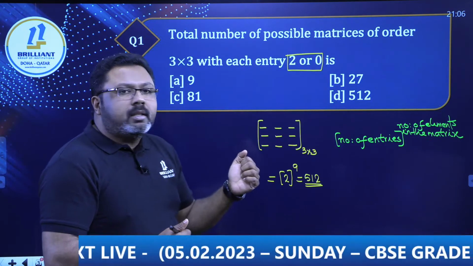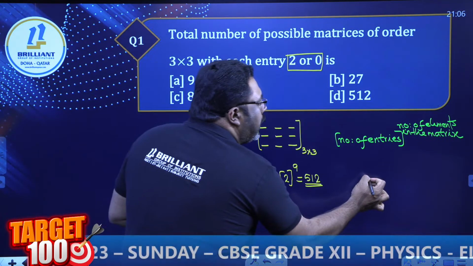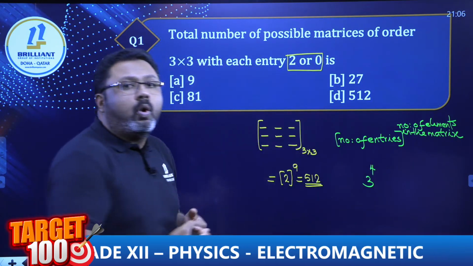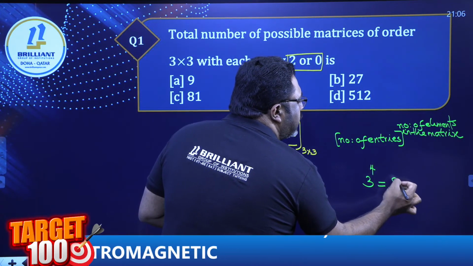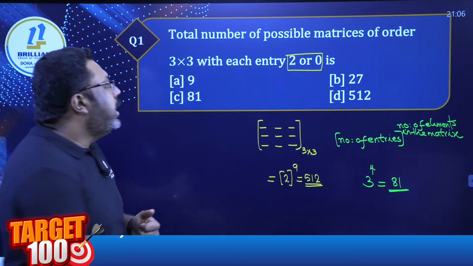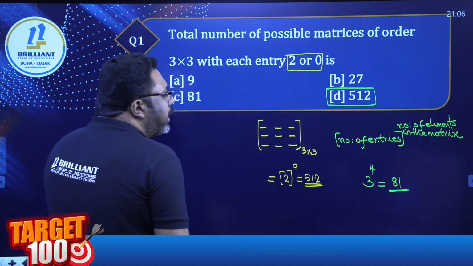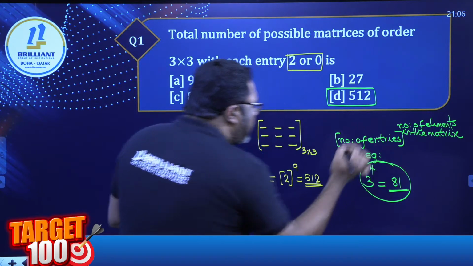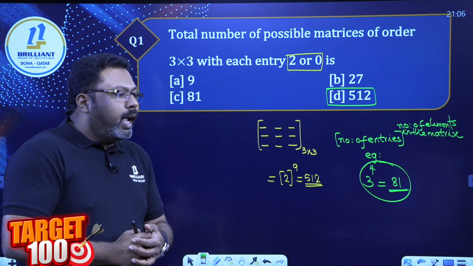If there are 3 entries and the order is 2 by 2, an order of 2 by 2 means 4 elements in the matrix. The answer is 3 raised to 4, which is 81 possible matrices. So my answer is option D, which is 512. This was just an example. The question here was 2 raised to 9. Right answer Dhruvil, right answer Ebin and Kevin.